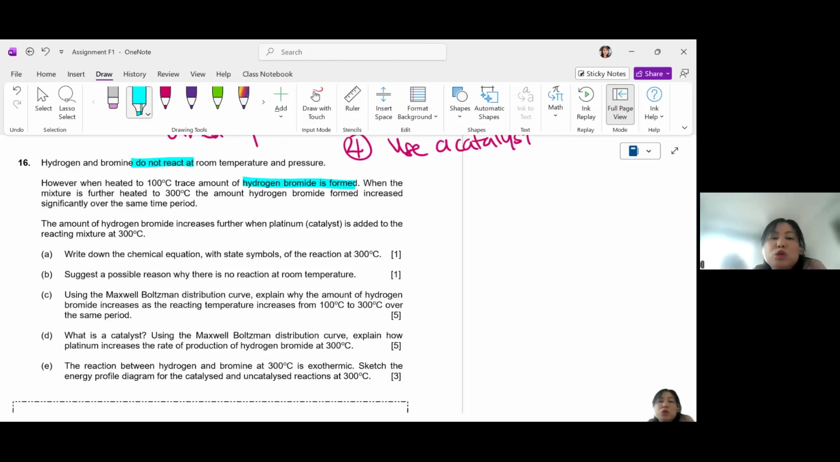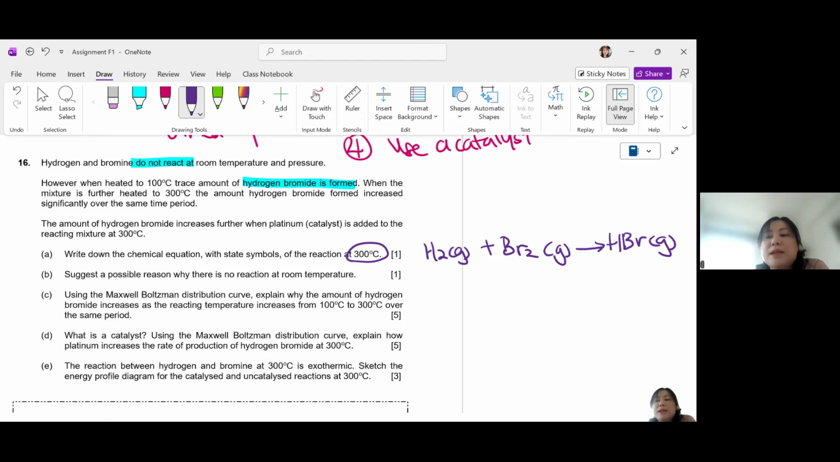So first part is asking you to write down the chemical equation with balanced state symbols for the reaction. So the reactants in this question are hydrogen gas and bromine. So we need to put in the state symbol, and usually bromine in this case at 300 degrees will most probably be a gas because bromine has a low boiling point. So H2 and bromine as gas will form HBr, which will most likely also be in a gaseous state because of its low boiling point. So to balance the equation, we will have H2 plus Br2 to give you 2 HBr.